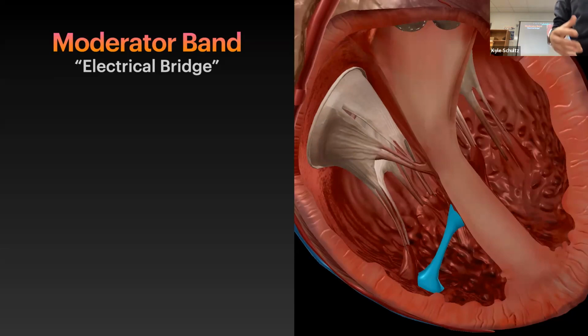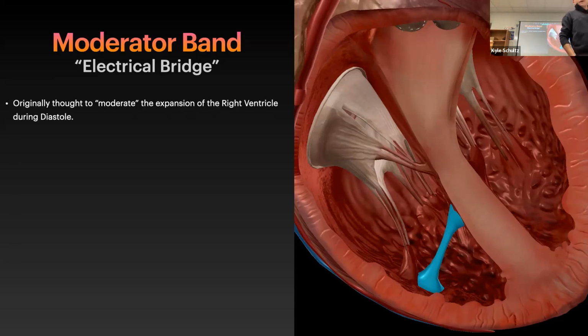So the moderator band, I like to think of it as an electrical bridge. It's originally thought to moderate, hence the name, the expansion of the right ventricle during diastole. So originally we thought that it was there to stop the right ventricle from over expanding during diastole, overfilling, so to speak. And to a degree, it does kind of play that role.